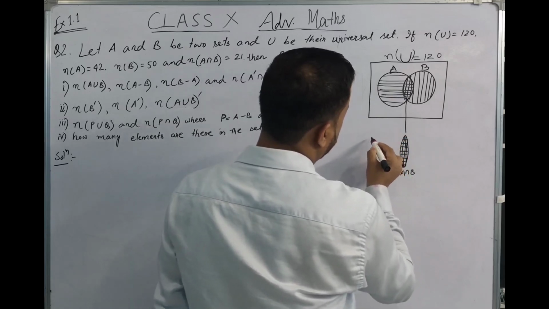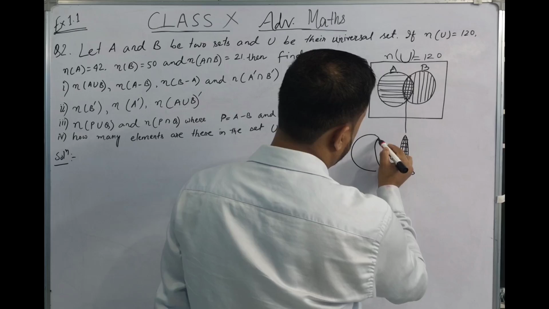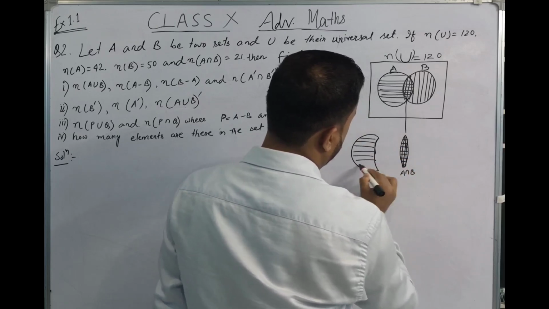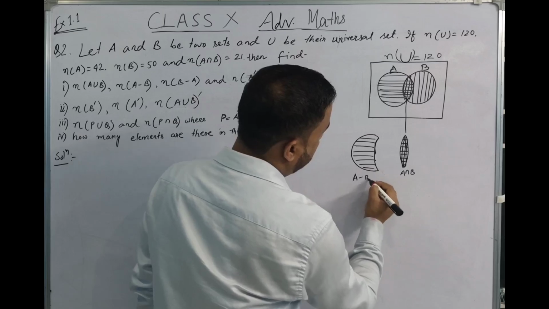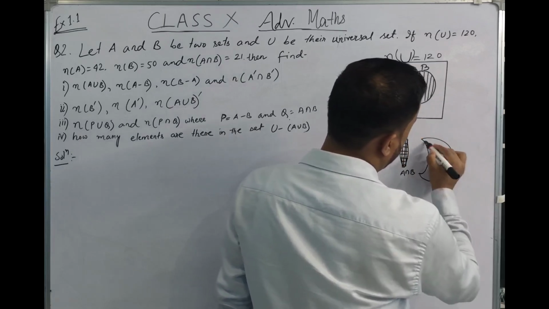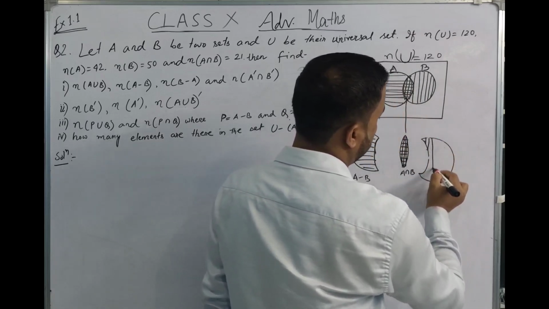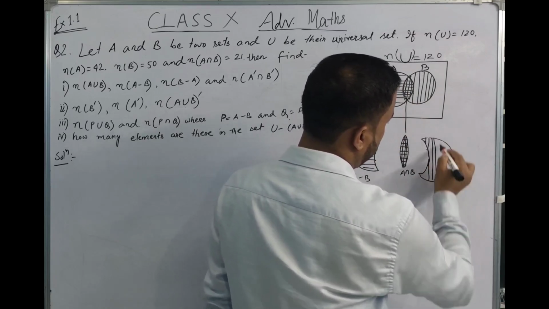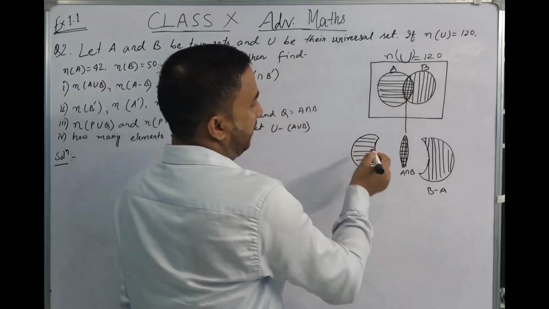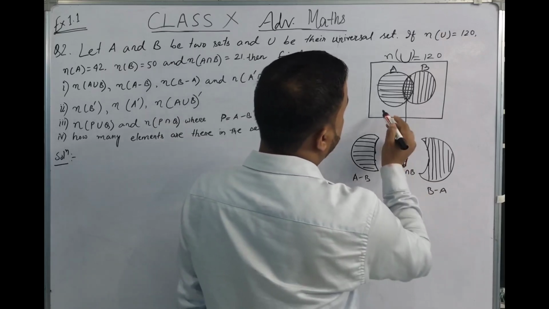Then this is A difference B, and this is B difference A. Okay, this is A difference B, this is B difference A, and this is A intersection B.